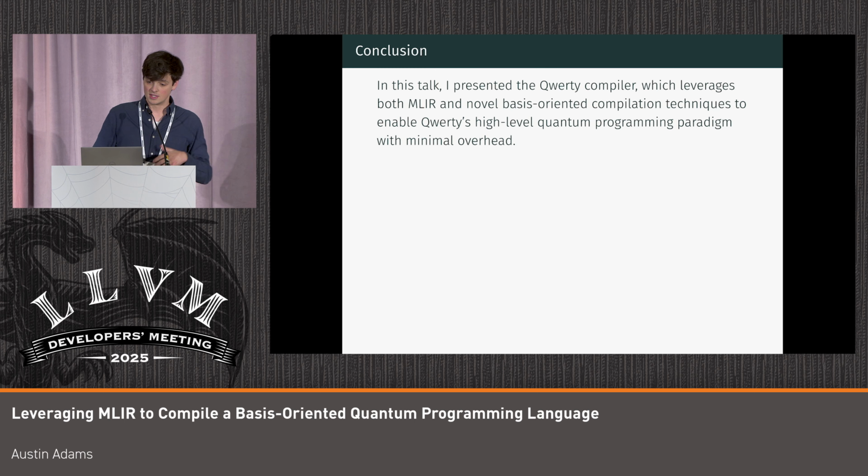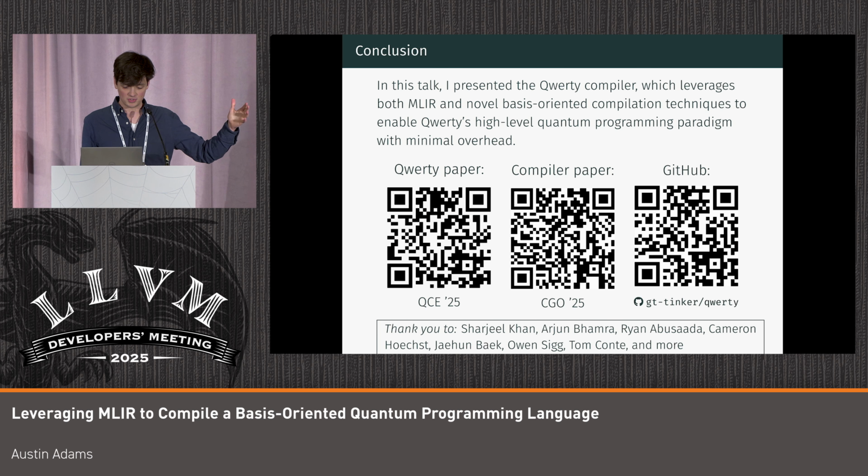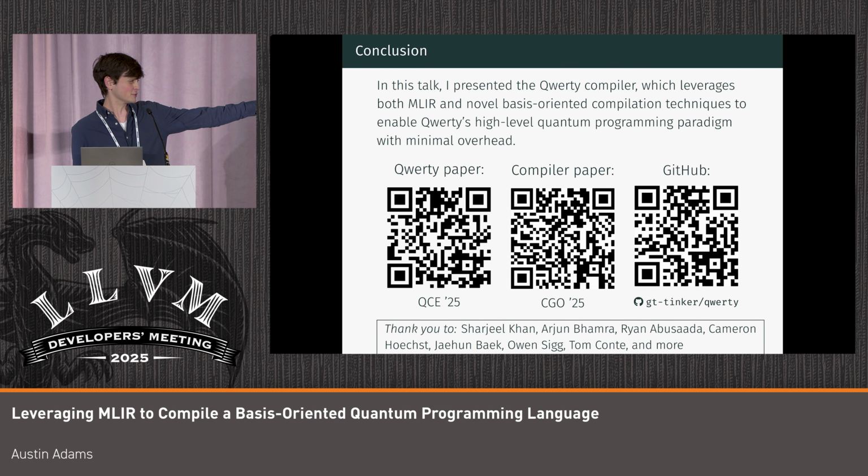The takeaway is just that this compiler makes this abstraction competitive with handwriting quantum circuits for these kinds of textbook algorithms. So in this talk, I presented some basis-oriented tricks for compiling a basis-oriented quantum language. If you're interested in more details, the first QR code is a paper about the language itself, the middle QR code is a paper about the compiler, and the right QR code is a link to the source code. I want to thank all these folks at the bottom here, especially Dr. Sharjeel Khan, who's here today. So, thank you.